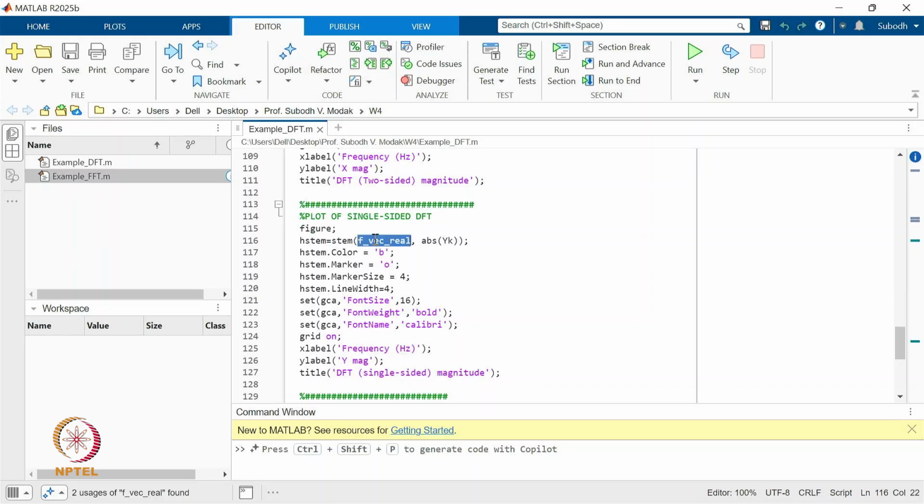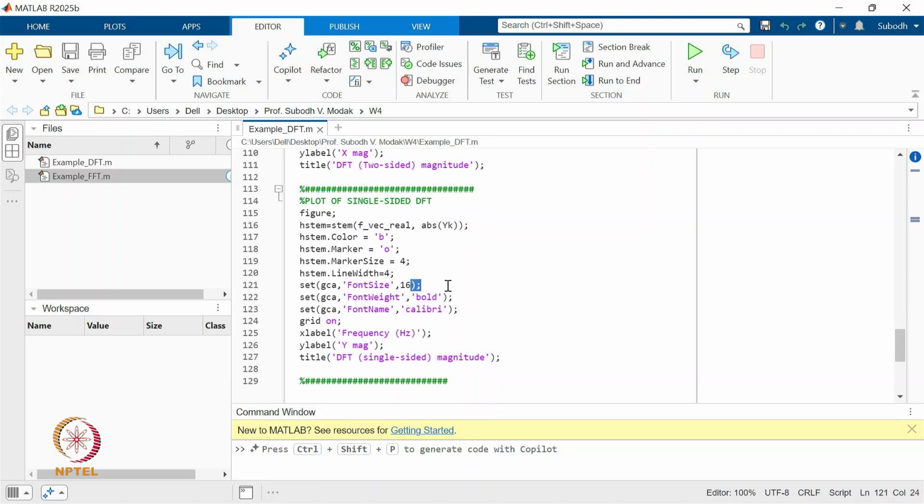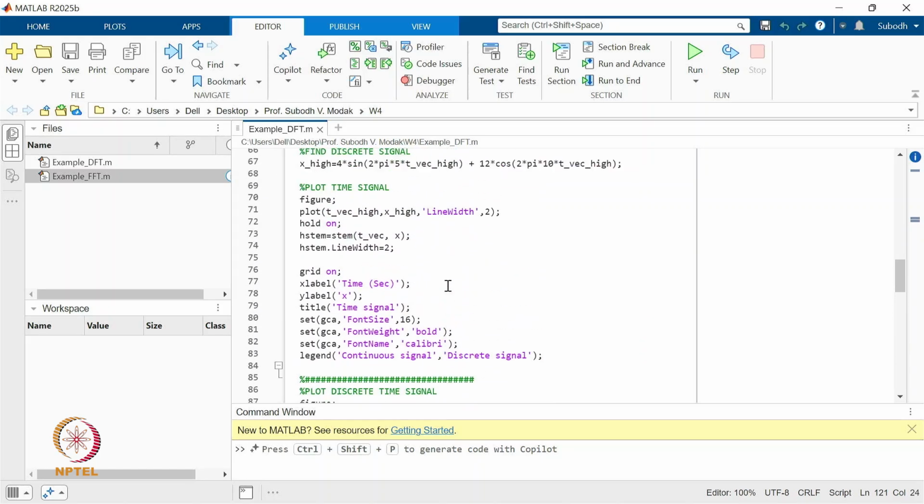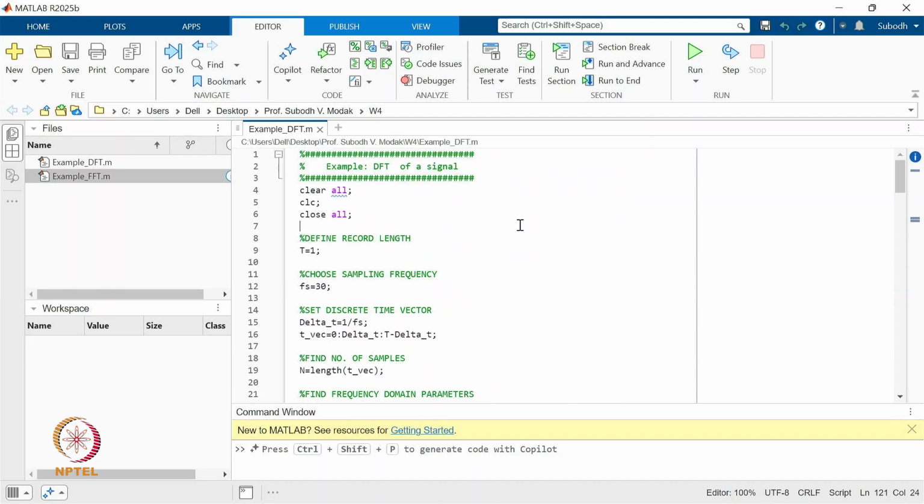Now this time using f-VEC real, that is the real frequency vector, and then the absolute value of the single sided DFT frequency component magnitude, absolute value of yk, right. So I think this is basically how I have developed the program. Now let us run this program to see what kind of output we are getting.